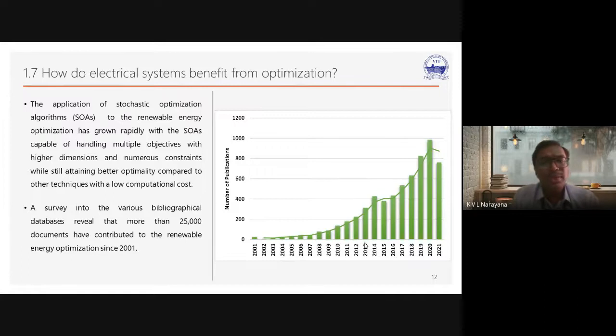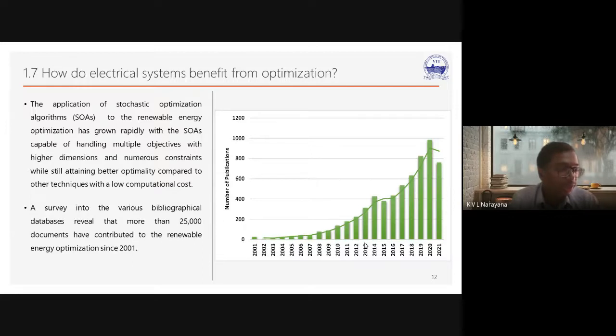So now we are going to discuss how electrical systems benefit from optimization. You can see here the role of stochastic optimization algorithms has been significant in electrical and its associated systems.